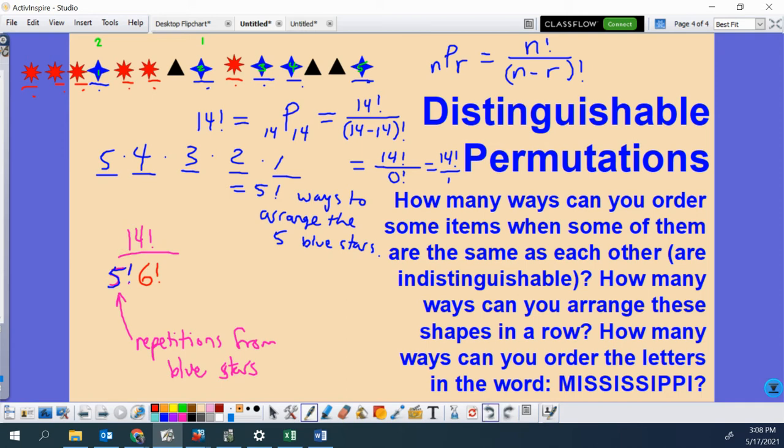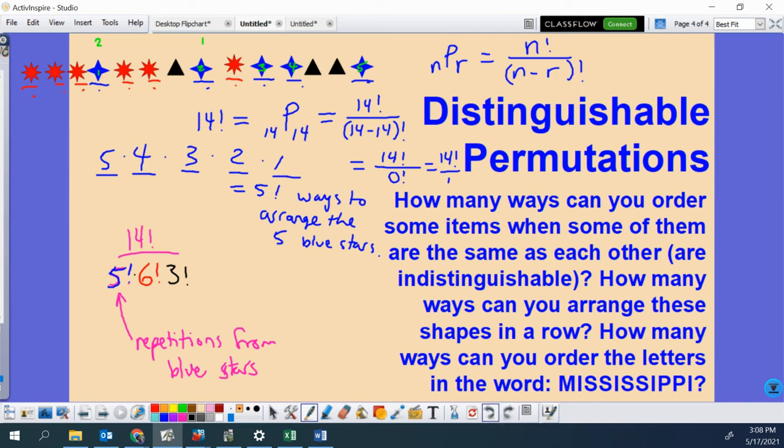And there are 6 factorial ways to order the 6 red stars, just like there were 5 factorial ways to order the 5 blue stars. I think I said red blue stars. The 6 red stars is what I meant to say. And so we need to divide all those out also. Those are all repetitions, right? And then we're going to do the same thing for the 3 black triangles. We're going to divide out a 3 factorial. And we just divide all of them out. Those things are all multiplied together on the bottom.